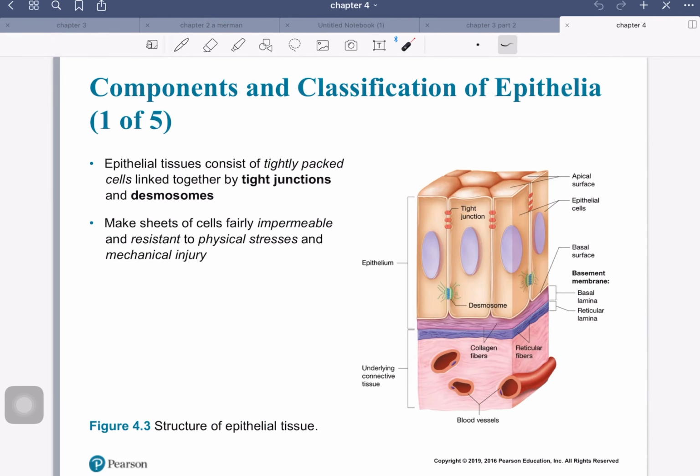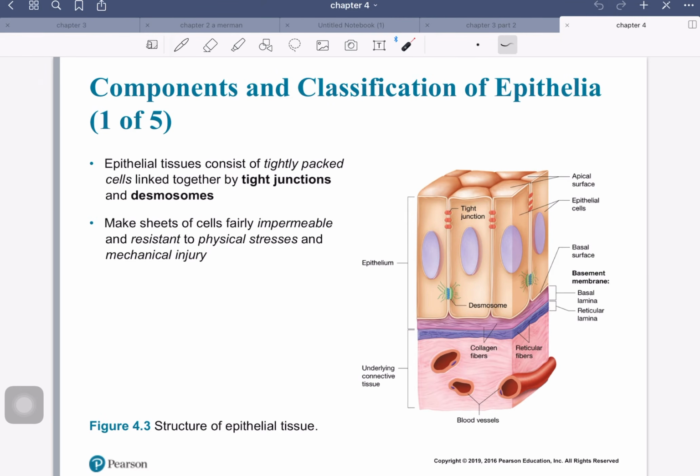Okay, so let's get into looking at epithelia itself. And as I said, epithelia is all about tightly packed cells. That is the hallmark of epithelial tissue: a lot of cells, very, very little visible matrix, and tight junctions and desmosomes that hold it together.